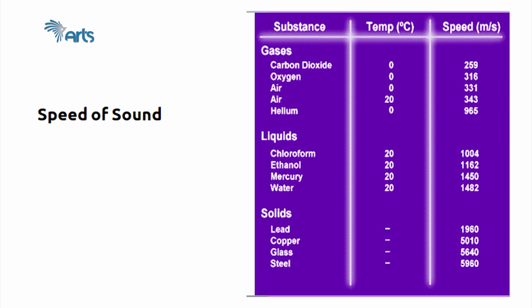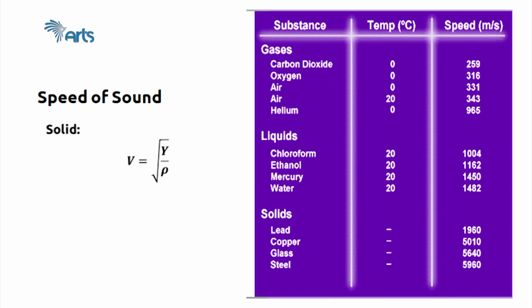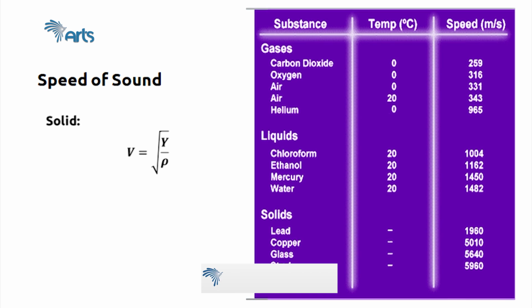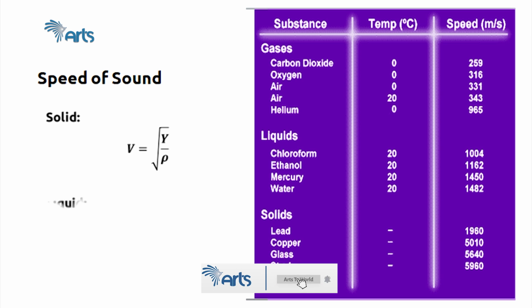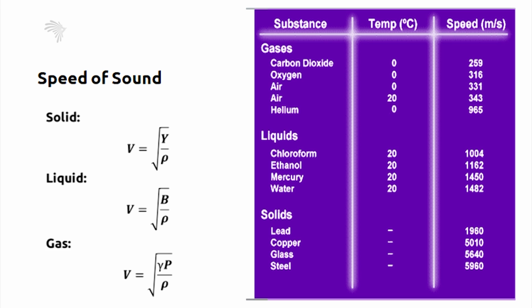The speed of sound in a solid, for example, is given by v = √(Y/ρ), where Y is the Young's modulus of the solid and ρ is the density of the medium. Again, the speed of sound in a fluid can be determined using v = √(B/ρ), where B stands for the bulk modulus and ρ for the density of the liquid medium. The speed of sound in a gas is given by v = √(γP/ρ), where γ is a constant called the ratio of specific heats of the gas and is equal to 1.4 for air, P is the pressure of the gas, and ρ is the density.